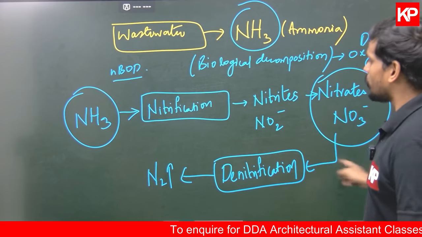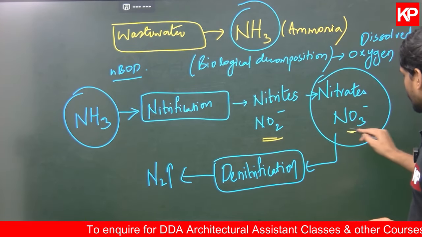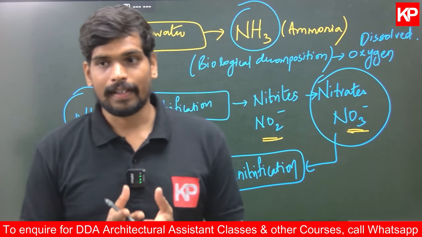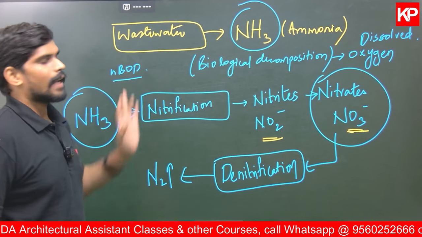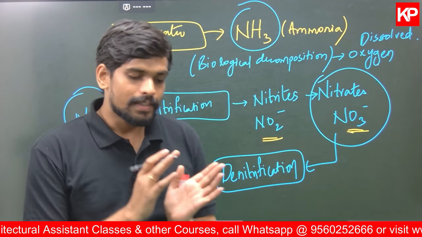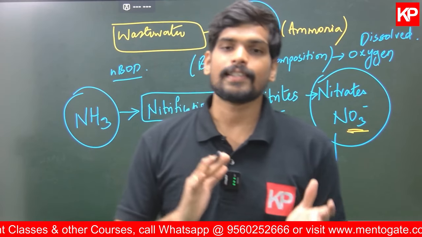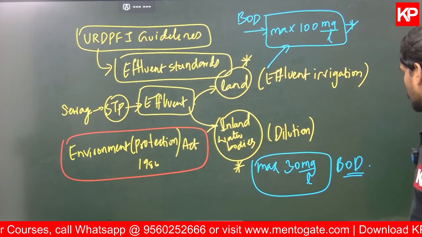And in this complete process, if you see, oxygen is being consumed here. How do you get nitrates and nitrites? By consuming oxygen. Now the oxygen consumed by biological organisms during the nitrification process of ammonia, that's called NBOD generally. So there's a difference between NBOD, CBOD, BOD5. All these are related terms. So that's the overall understanding of the concept of BOD.